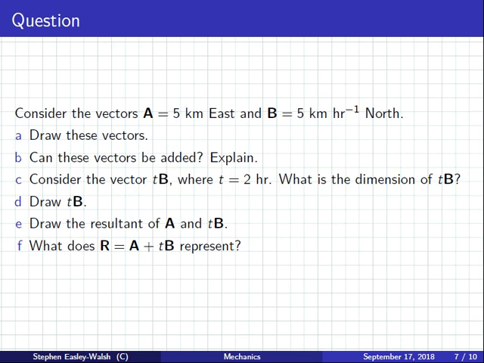Yeah, so B is 5 units, and TB will be 10 units, because it's 2 multiplied by 5. Oh. Yeah.